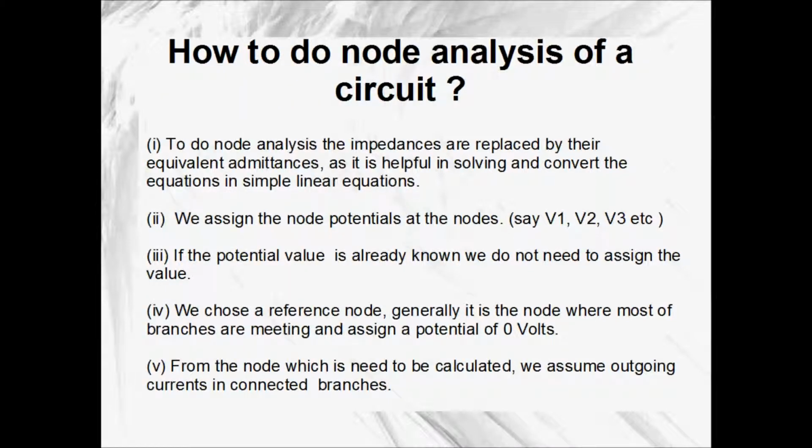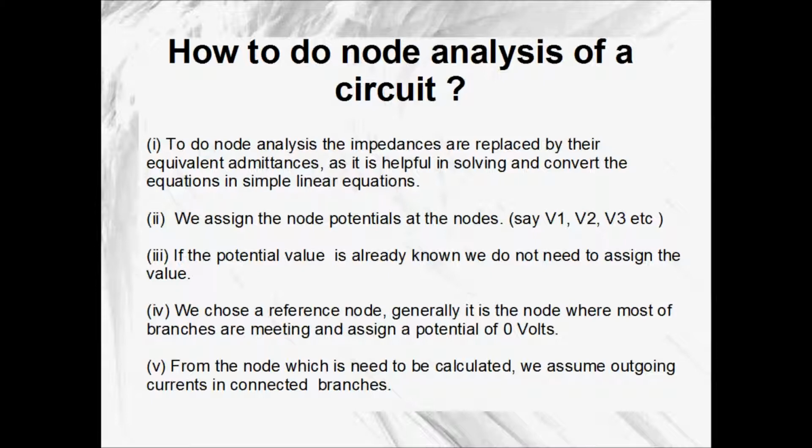Next question is, how to do node analysis of a circuit. You need to follow these 5 steps to find any unknown node potential. First, the impedances are replaced by their equivalent admittances, as it is helpful in solving and converts the equations into simple linear equations. Second, we assign the node potentials at the nodes, say V1, V2, V3 or VA, VB, VC.